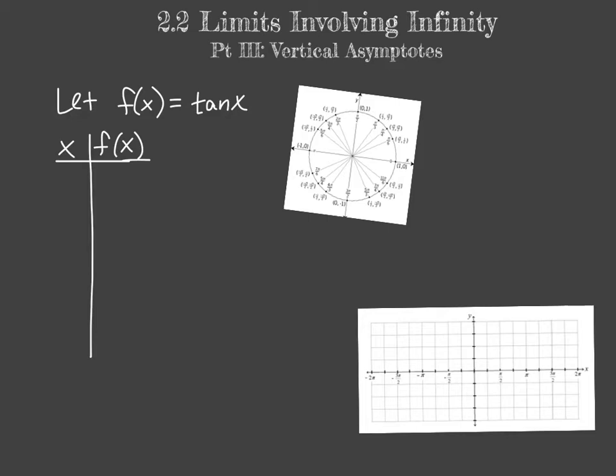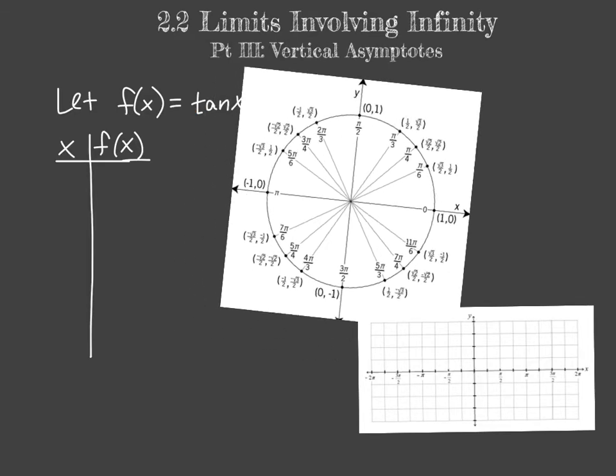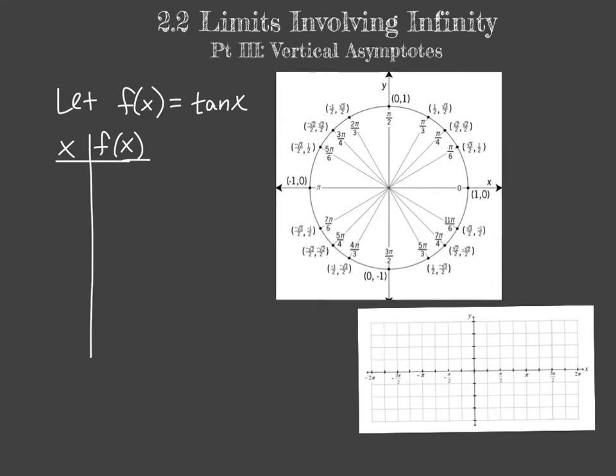Let's explore one of the most common graphs that has a ton of vertical asymptotes, actually an infinite amount. Let's explore the graph of the tangent of x. So let's let f of x be tangent of x, and I brought our unit circle here just to be our little guide. And I know that we went over the unit circle at the start of the year.